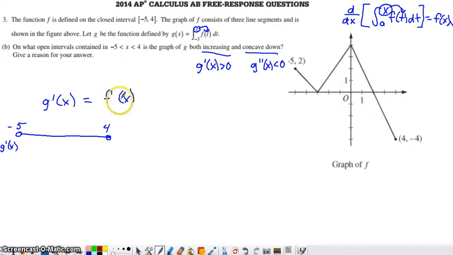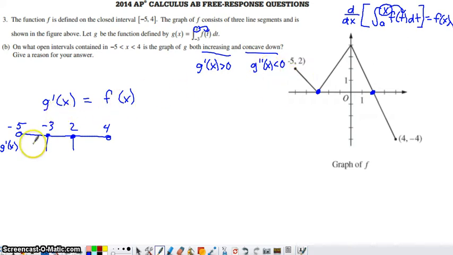F of x is always defined, but f of x is 0 at this x value and again at this x value. So those x values would be, let's see, -3 and +2. So the sign of g could potentially change as we cross the x value of -3 and then again as we cross the x value of +2.